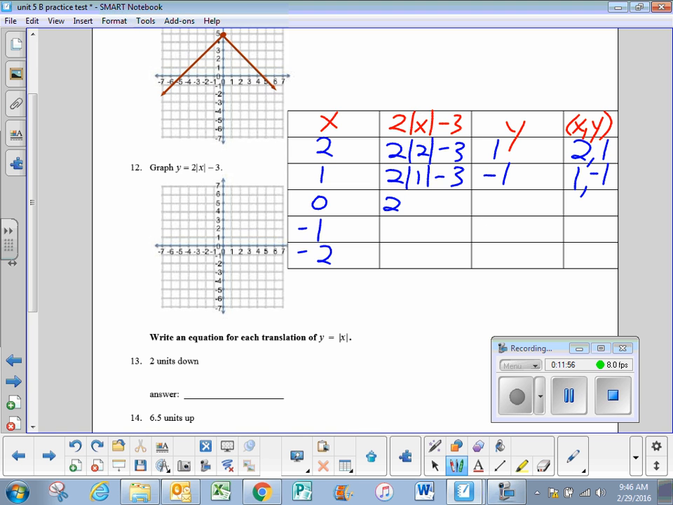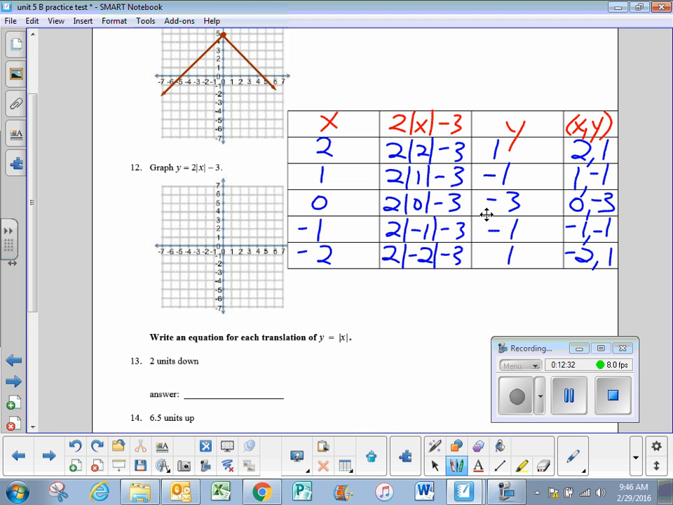If I put in 0, it doesn't matter. Remember, you guys get to pick your own, but you just have to make sure they're the right ones. 0 minus 3 is -3. 2 times the absolute value of -1 is 1, times 2 is 2, minus 3 is -1. So you have to evaluate absolute value before you do the rest, right? It's like a grouping symbol. And then we have 2 times the absolute value of -2 minus 3. Absolute value of -2 is 2, times 2 is 4, minus 3 is 1.